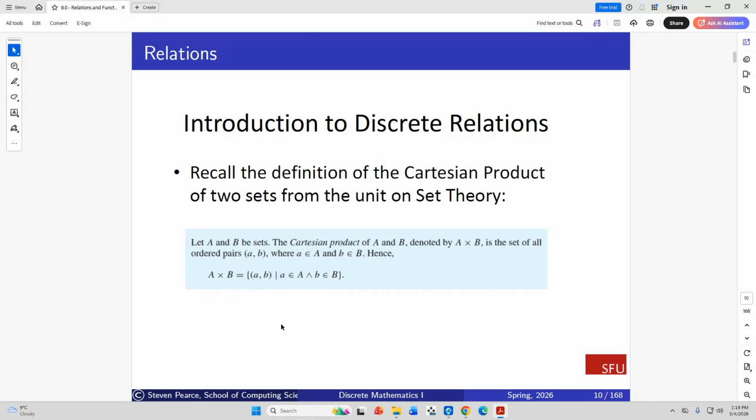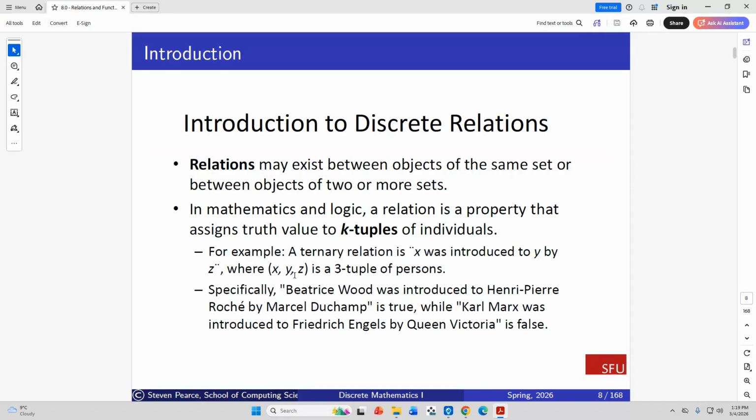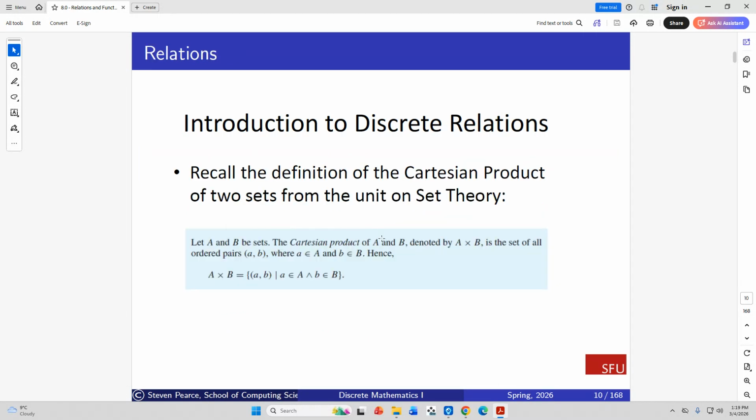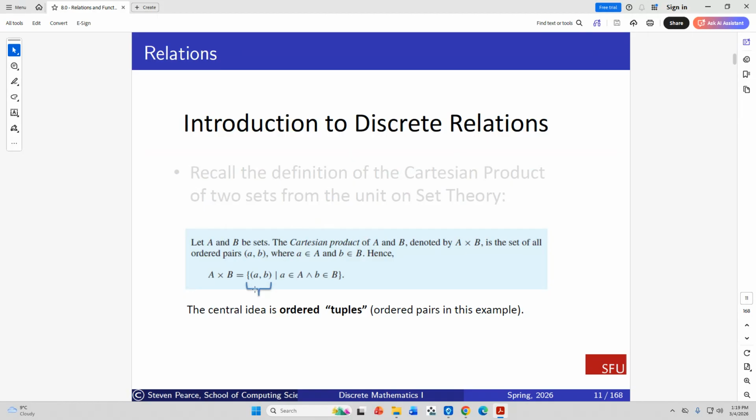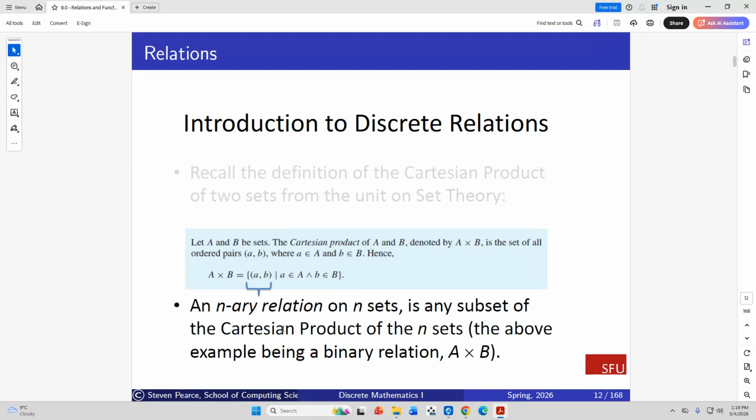And you can introduce more variables. There could be a triplet here, as we talked about before, x, y, z, or k of them, which would be a k-tuple. These are ordered tuples. These things right here, that's the key. That's what we're after. An n-ary relation on n sets is any subset of the Cartesian product of the n sets, the above example being a binary relation, A cross B. So that's what a relation is.